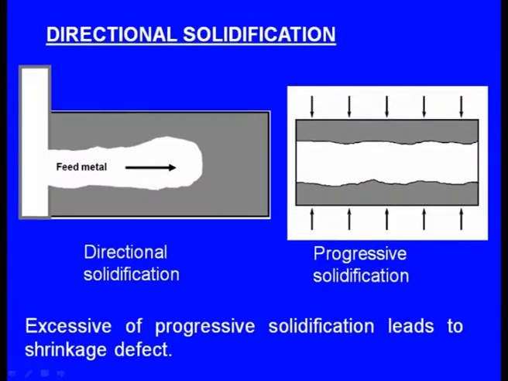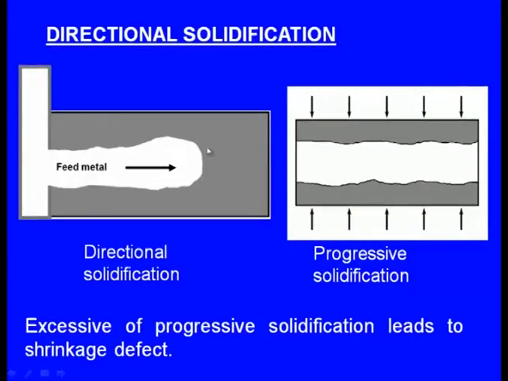Now, the question is, what is this directional solidification? Let us see. Here we can see there are two cases. In one case, directional solidification is in progress, meaning it is dominating. In another case, progressive solidification is dominating. What is happening here? This is the casting and this is the riser.